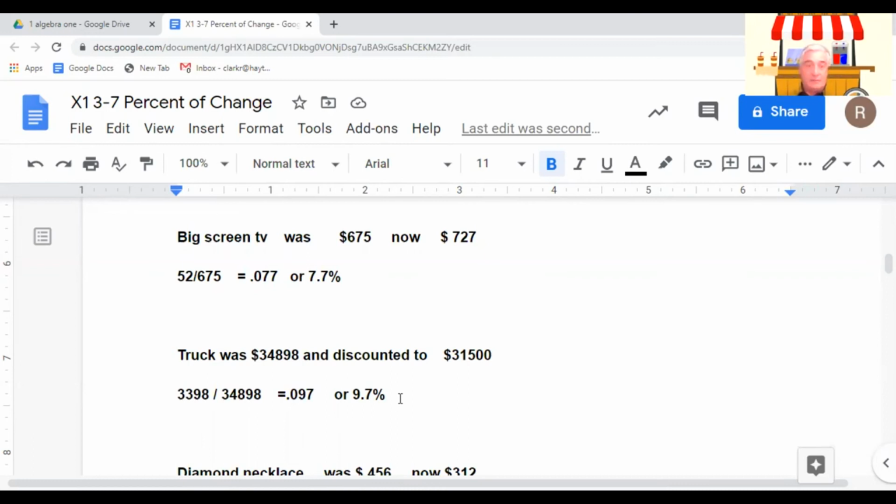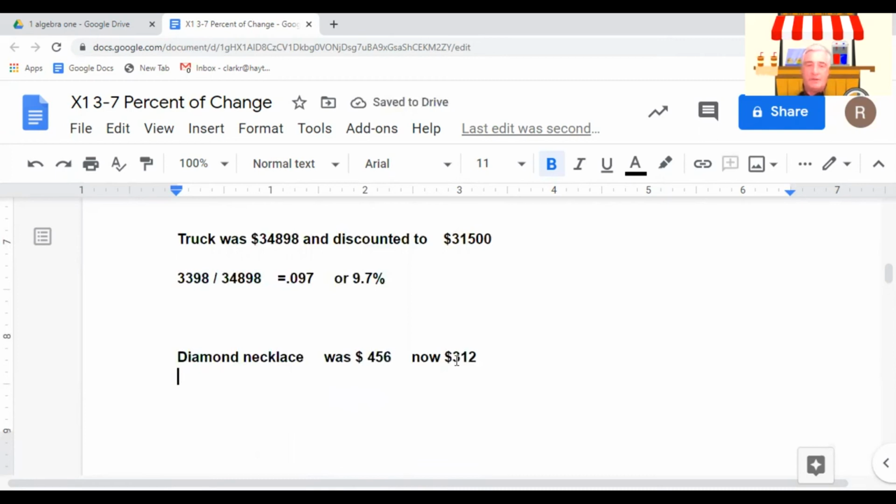Here's my next example. Jewelry store in Sikeston. They have a diamond necklace. It was $456. They are now discounting it on their sale for $312. Let's see, we're going to subtract, we're going to divide by the original, and we're going to make it a percent. That's our procedure. We're going to subtract to find the difference. We are going to divide by the original cost, and then we're going to make that a percent.